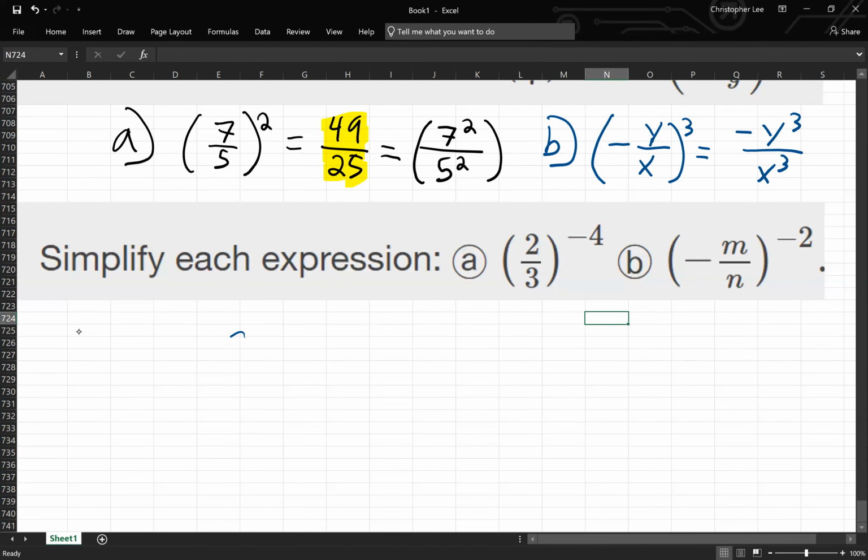All right, let's take a look. So I got A. Yeah, I got my pen. So this is 2 over 3 raised to the -4. What's the answer? I'll take it. 81 over 16. All right, what's B?